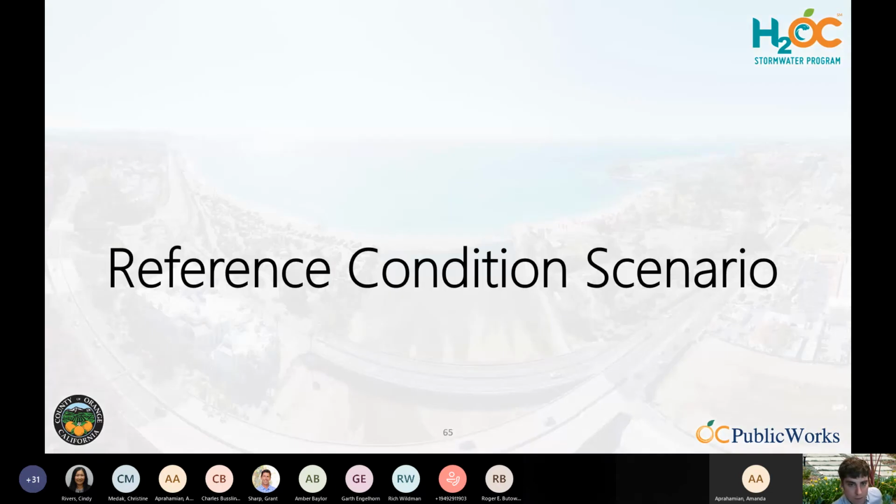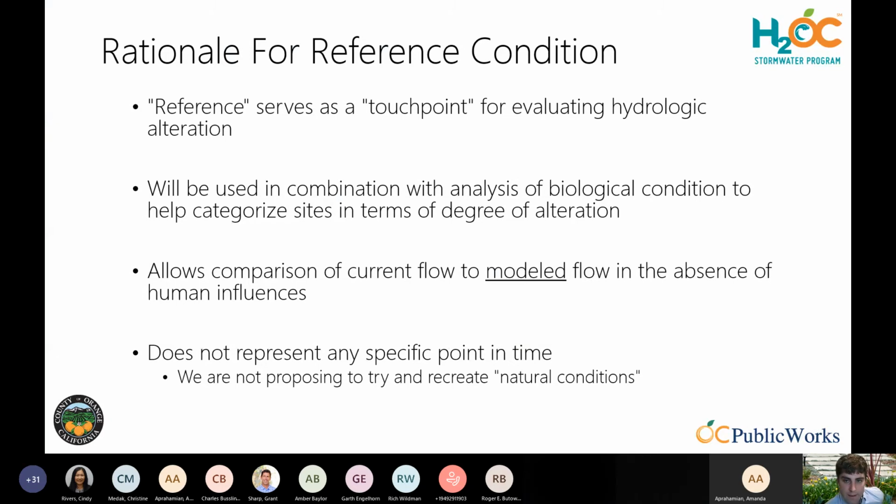So the reference condition we'll start with, and this is a slide you've seen before. Just to reiterate, the goal is not to get back to a reference condition. The goal is to look at the impacts that can be attributed to urbanization, and then say how much of those resulted in a change in hydrology. And so a comparison between reference and current gives us that assessment of how much these factors have changed parameters, and so what degree of alteration things would be in compared to a reference condition.